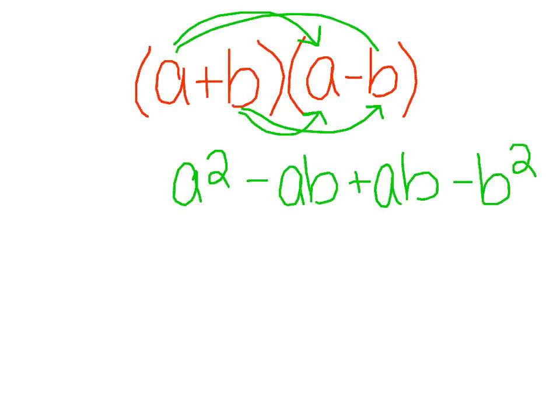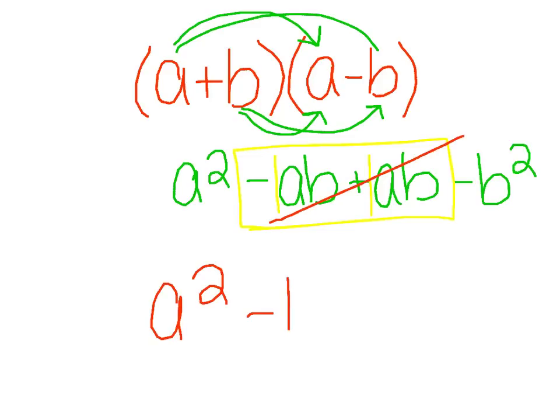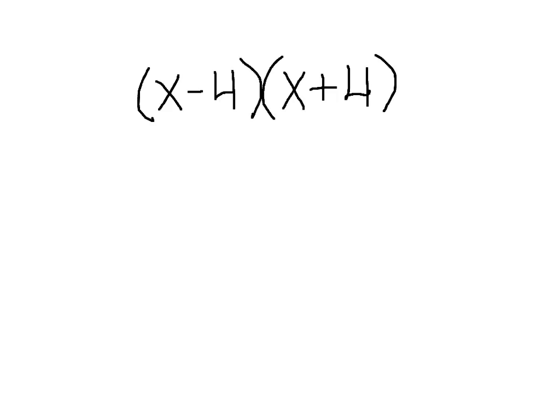Well, when you're looking at this, you see that we have two ab's, but one is a negative and one is a positive. It's like negative 1ab plus 1ab. Negative 1 plus 1 is 0. So they cancel out, and we're left with a squared minus b squared. So the product of a sum and a difference is a squared minus b squared. It is the first term squared minus the second monomial squared.